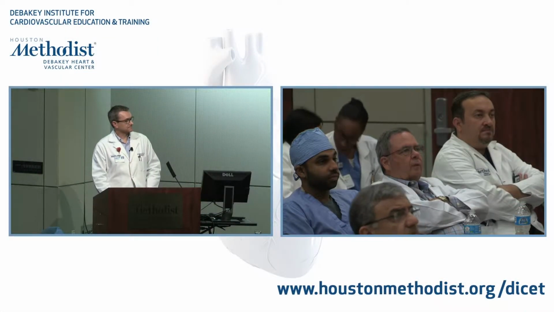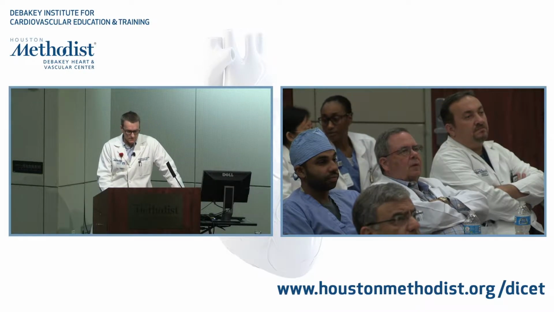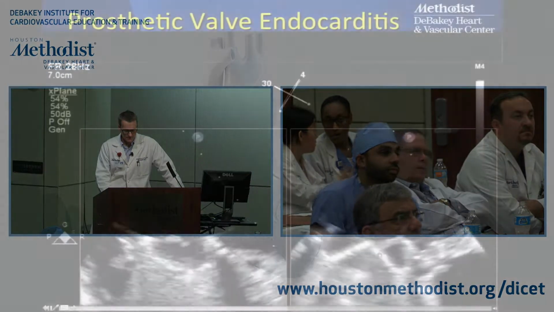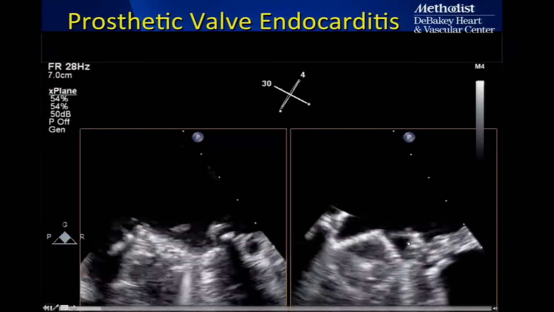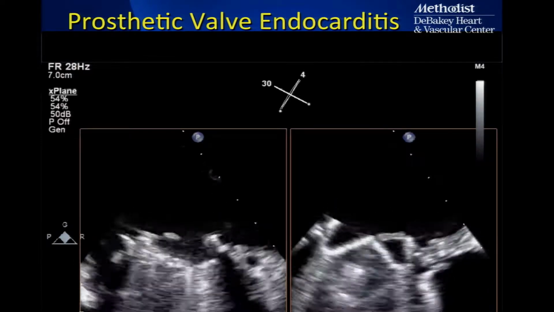So, prosthetic valve, and this can be a real challenge. Is this a thrombus? You see a couple of different sites here, sort of prolapsing into the prosthesis in diastole, or is this a vegetation? Very hard to know, really hard to know. And the clinical approach is you treat both.